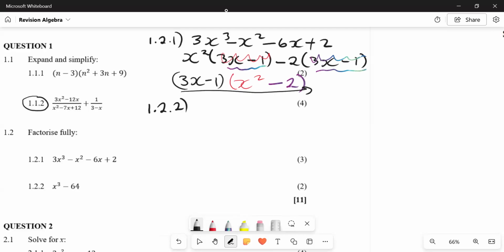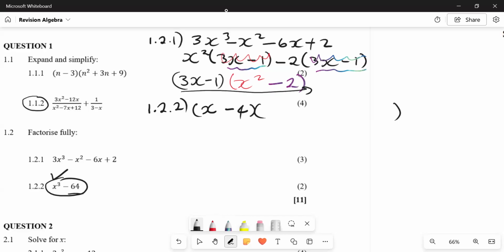Now let's move to 1.2.2. We still have to factorize, right? But what is this? This is just the difference of two cubes. How do you factorize the difference of two cubes? Open two brackets, and then you first look for the cube root of the first term. Cube root of x cubed, that's x. And then the cube root of negative 64, that's negative 4, right?